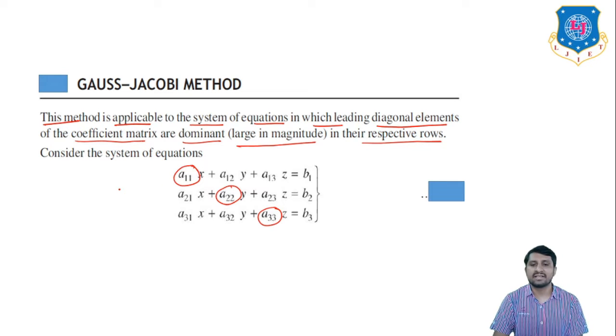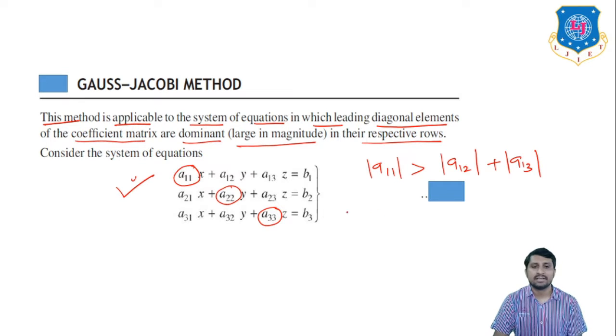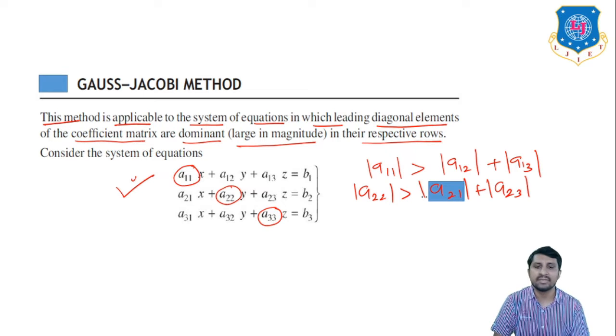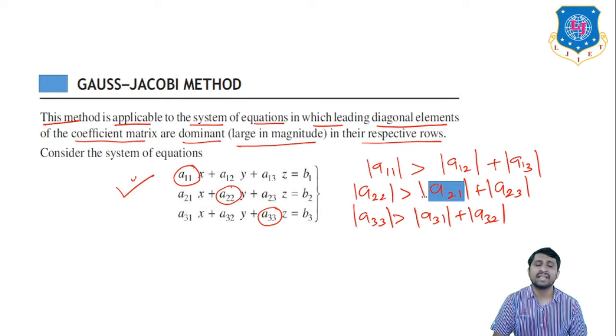So if we consider this system of linear equations, that means there are three equations and three variables. Here you can see the condition: the modulus value of a11 is strictly greater than the modulus value of a12 plus the modulus value of a13. Similarly, the modulus value of a22 is strictly greater than the modulus value of a21 plus the modulus value of a23, and similarly the modulus value of a33 is strictly greater than the modulus value of a31 plus the modulus value of a32. If this condition is not satisfied, you cannot apply the Gauss-Jacobi method.